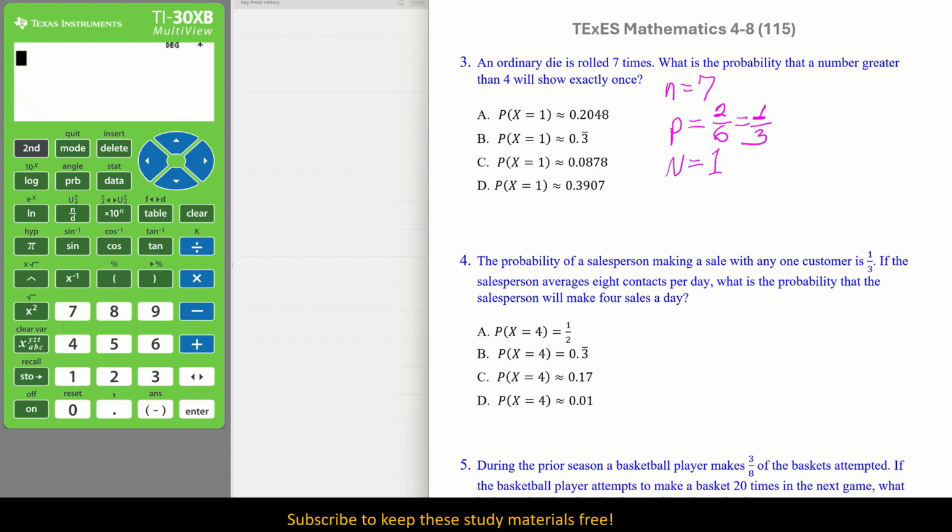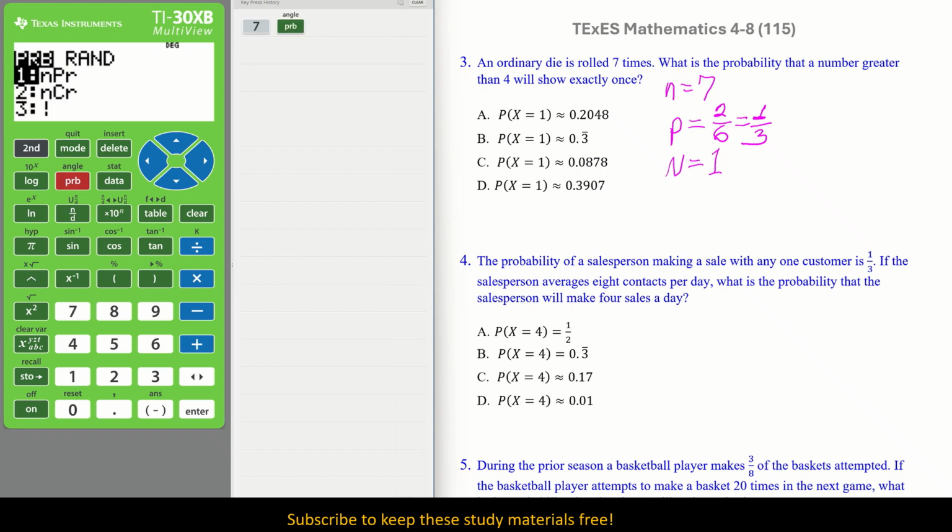Let's put this in the calculator. We need 7 prob, and then go to number 2. But we only want one instance. Now we need to multiply that times the successes, to the exponent of 1 in this case. So set up your fraction, that's 1/3, but we don't need to put it to the power of an exponent because it's simply 1.